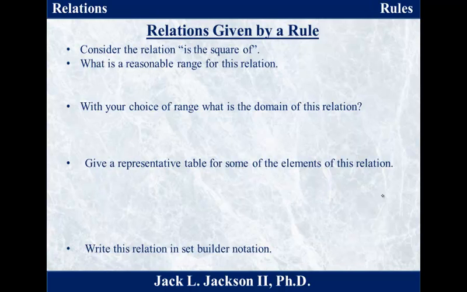Okay, so let's look at another one. "Is the square of." So the first coordinate is the square of the second coordinate. What's a reasonable range for this relation? And if you choose that range, whatever you choose, what's the domain that goes with that? And give a representative table from some of the elements of this relation with the range and domain that you chose. And write this relation in set builder notation. Okay, go ahead and see if you can figure that out. Press pause now and come back when you can finish.